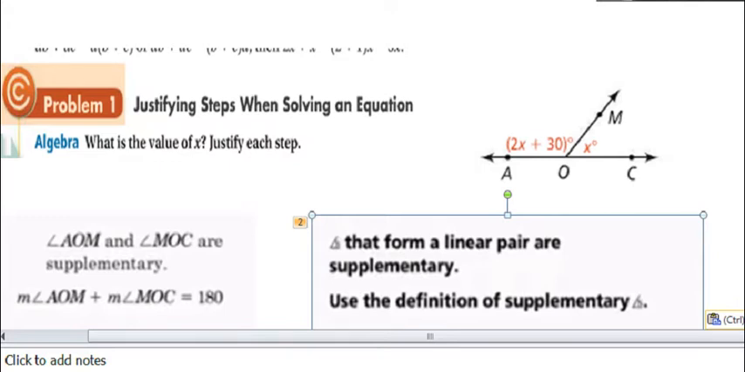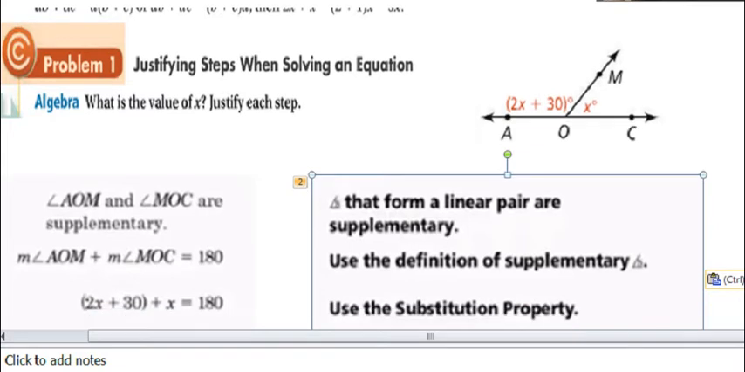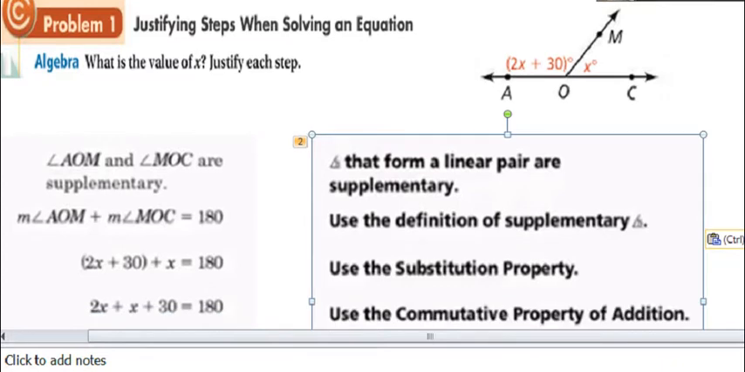So we said angle AOM and angle MOC are supplementary. So on our right, the proof that we have is that they form a linear pair, and linear pairs are supplementary. Okay. The next one is we have angle AOM and angle MOC. When we add those two together, they equal 180 degrees. And what is our property for that? We know that that is the definition of supplementary angles. Okay? So the next is we plug in, we know what both of these values are, so we plug that into both the values. What property did we use? The substitution property.